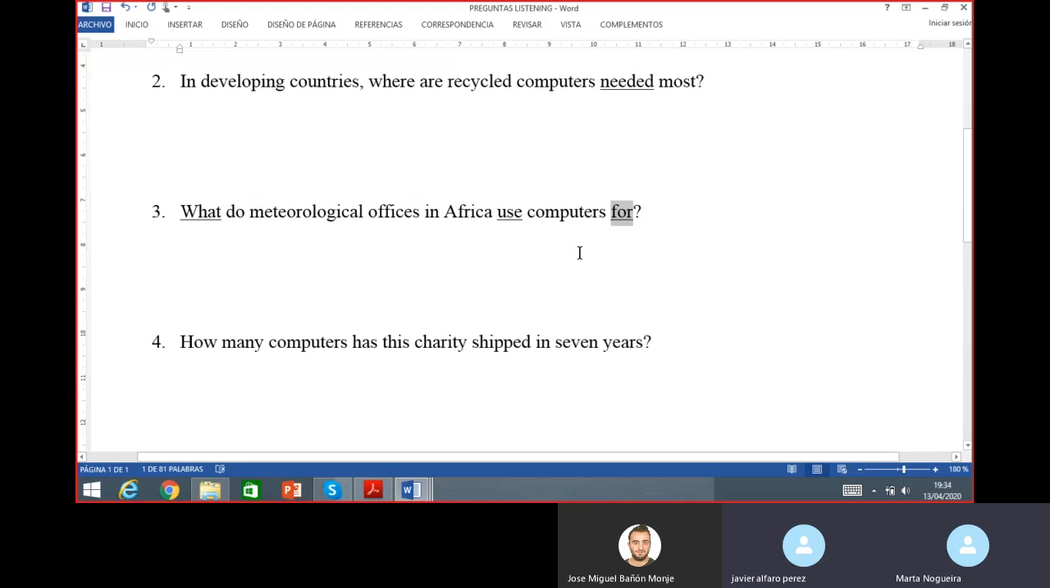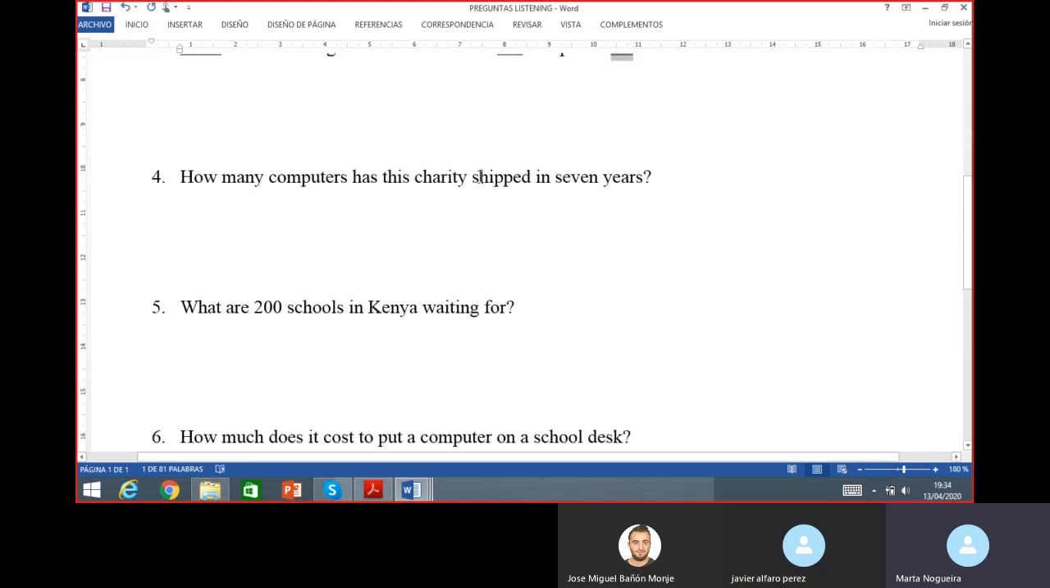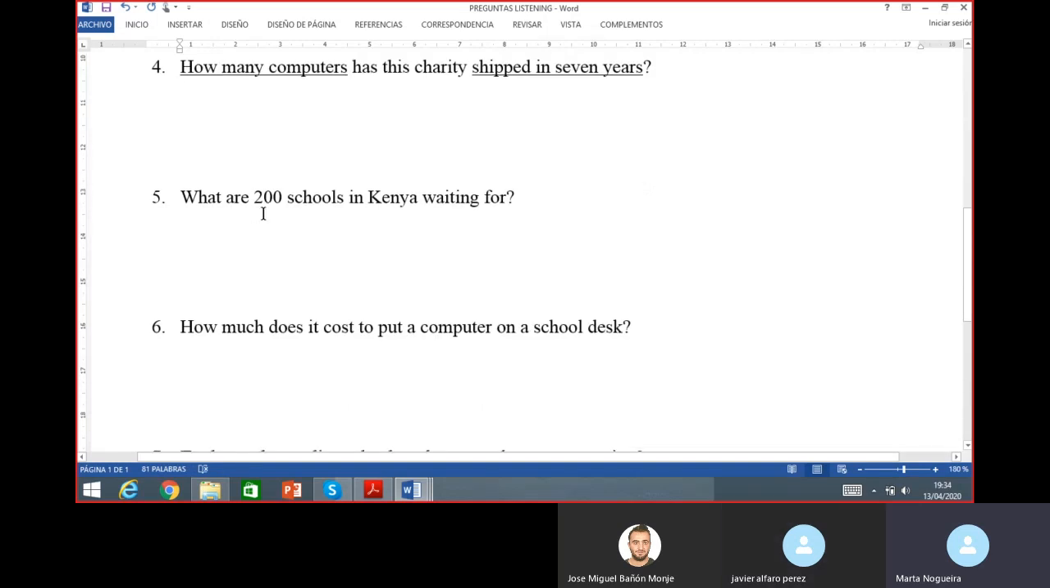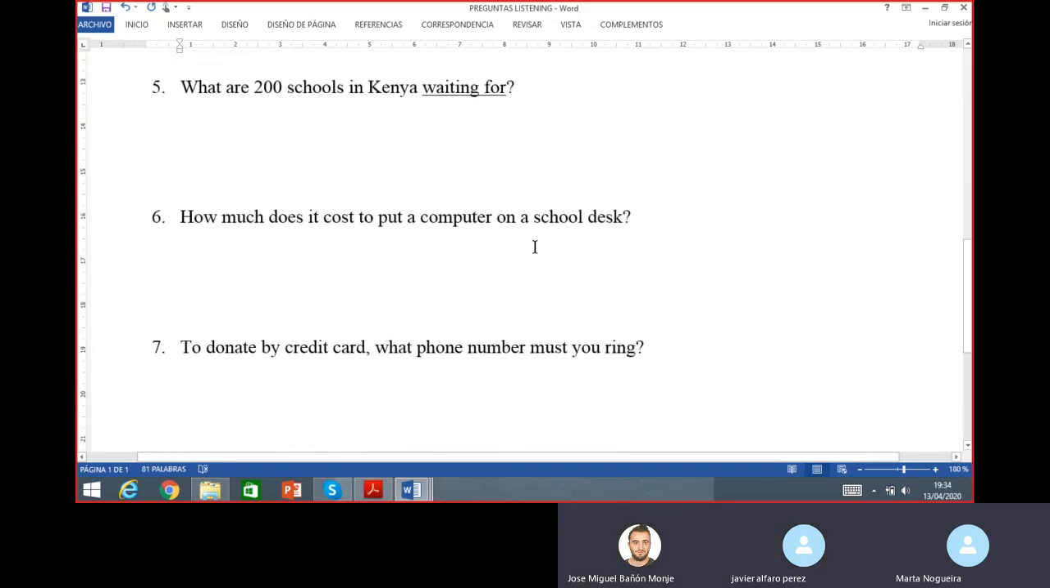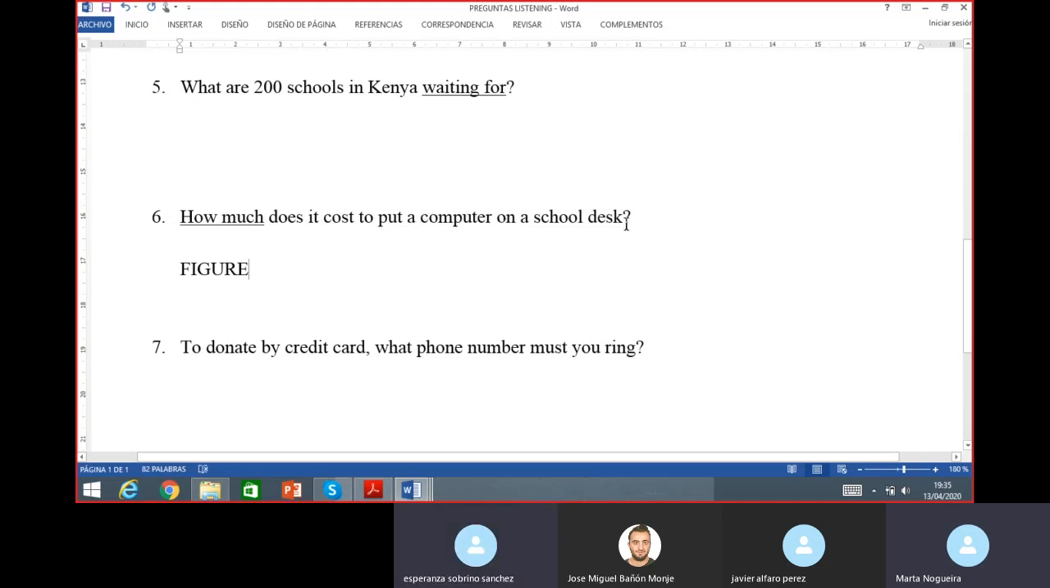Okay, so how many computers has this charity shipped in 7 years? We are looking for a number also. What are 200 schools in Kenya waiting for? What are they waiting for? Number 6, how much does it cost? I need a figure. Figure literally means a cifra. So how much does it cost to put a computer on a school desk? I will need a figure.